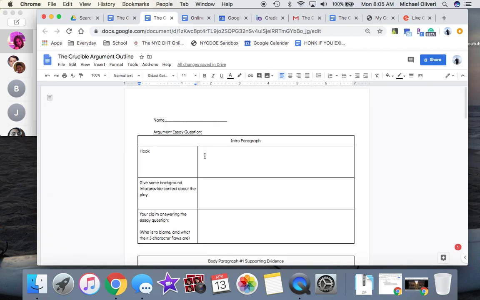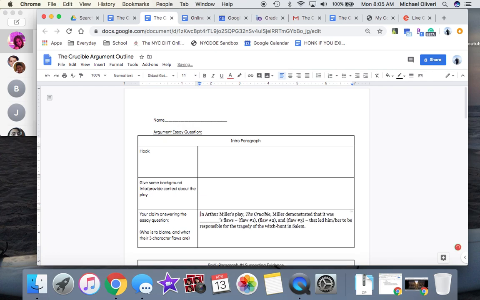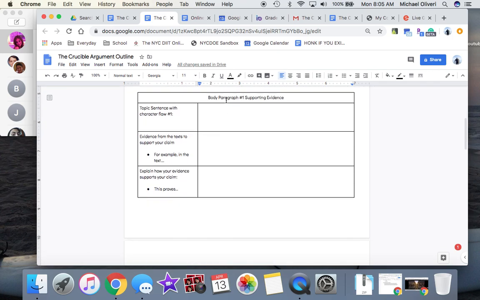First, you have your hook. Okay, just hook the reader. Give us a little bit of background information about the play, and then your thesis. And remember, this would be a perfectly good thesis that you should follow this template. In Arthur Miller's play, The Crucible, Miller demonstrated that it was blank's flaw 1, 2, and 3 that led him or her to be responsible. There's your intro. Body paragraph 1.